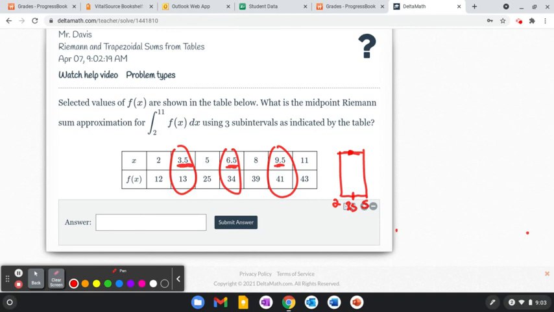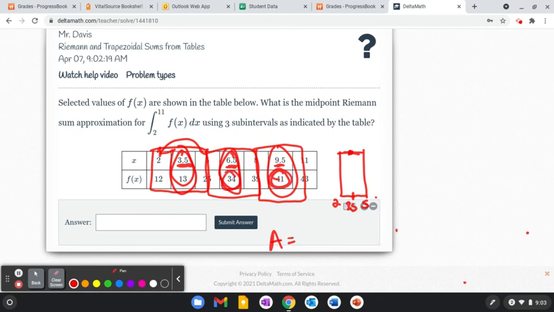Now, one thing that's a little bit tricky is calculating the width. The width of each one of these is still going to be from here to here, because this is like a rectangle here, and then this is a rectangle, and then this is a rectangle. We're just using that middle value to determine the height. So we're going to be using this f of x value to determine our height rather than choosing the left or the right. However, our delta x, or the width, is still going to be from 2 to 5, and then from 5 to 8, and then from 8 to 11.